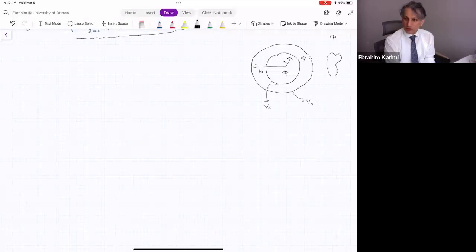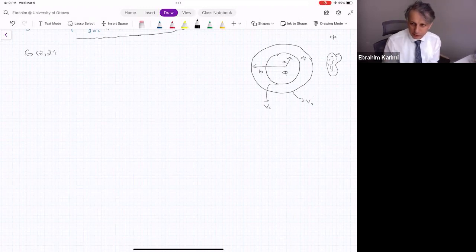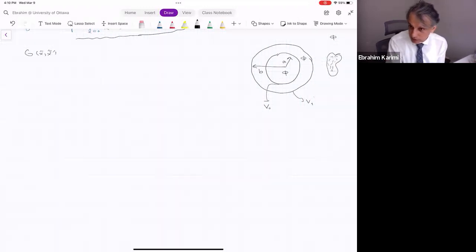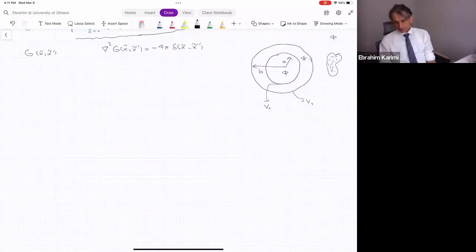The only thing that you know is that for any charge distribution that you may have here, you have to find the green function. What is the green function? It's a function of x and x prime. What do you know about this? It's symmetric, first of all. Second is that the Laplacian of g of x and x prime must be equal to minus 4 pi delta of x minus x prime. All right? This is the only thing that you know about that. Nothing more than that.